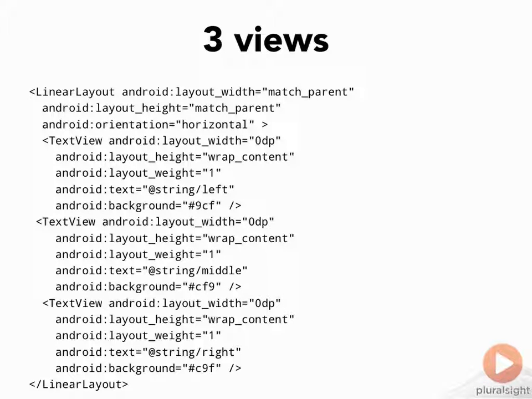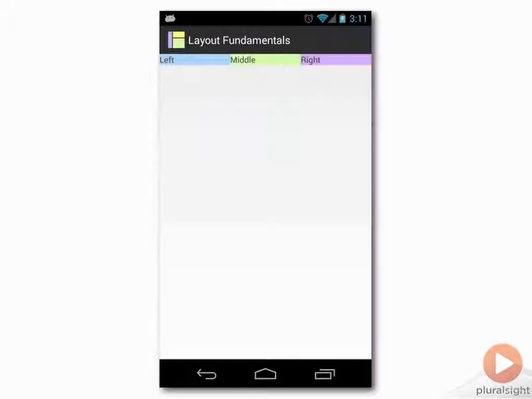Also, you don't have to restrict yourself to just 2 views. You can put 3 views, 4 views, as many views as you want. Here I have 3 views, each of which has a weight of 1. So, 1 over 3 goes to the left, 1 over 3 goes to the middle, and 1 over 3 goes to the right.